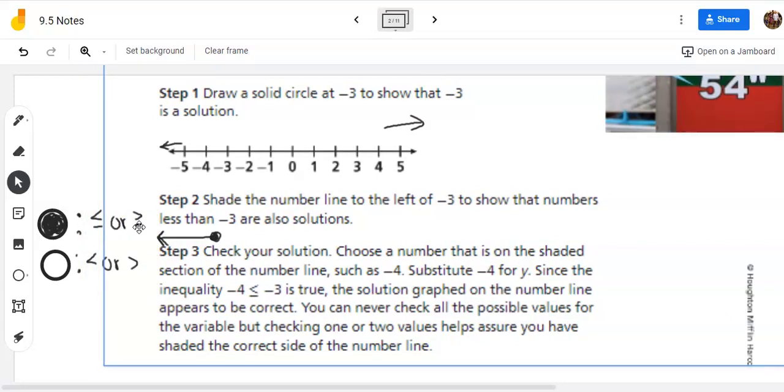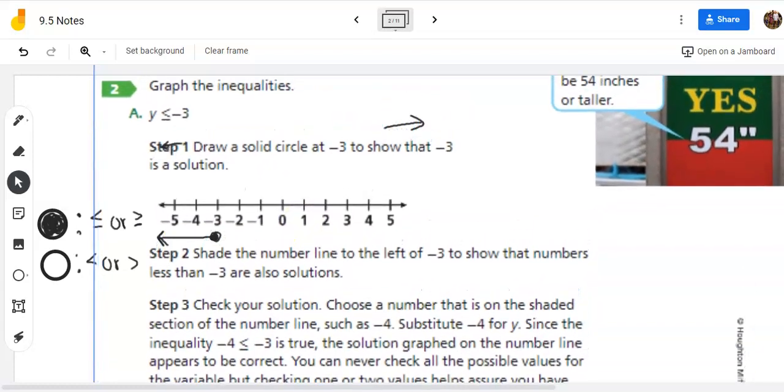Step 3. Check your solution. Choose a number that is on the shaded section of the number line, such as negative 4, and we're going to substitute negative 4 for y. Since the inequality negative 4 is less than or equal to negative 3 is true, the solution graph on the number line appears to be correct. You can never check all the possible values for the variable because there's an infinite amount of numbers, but checking one or two values helps assure you have shaded the correct side of the number line.